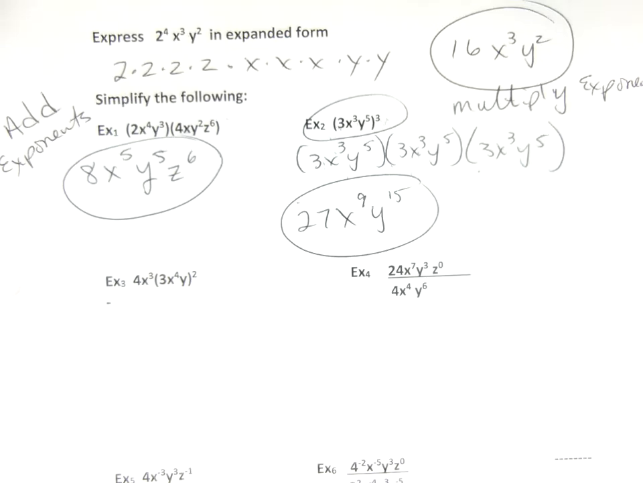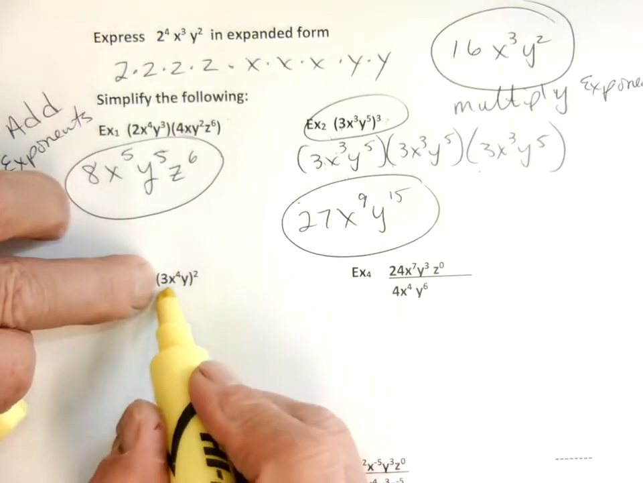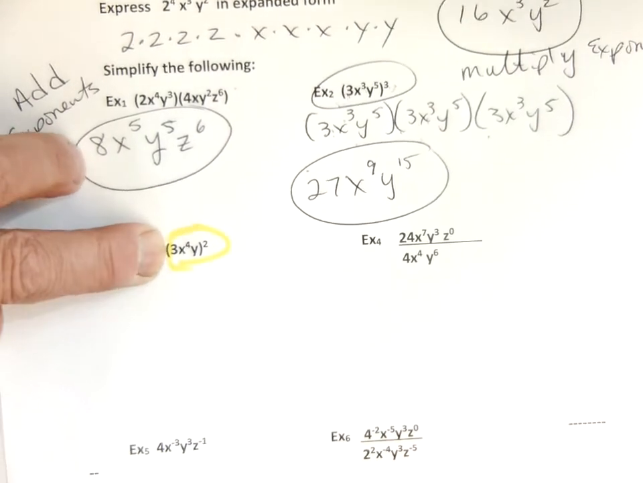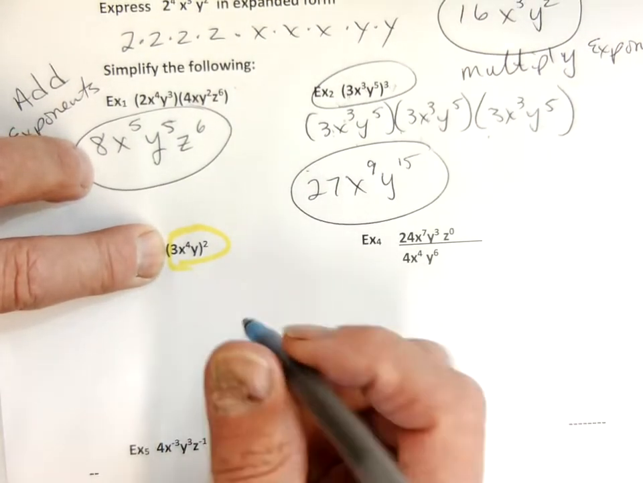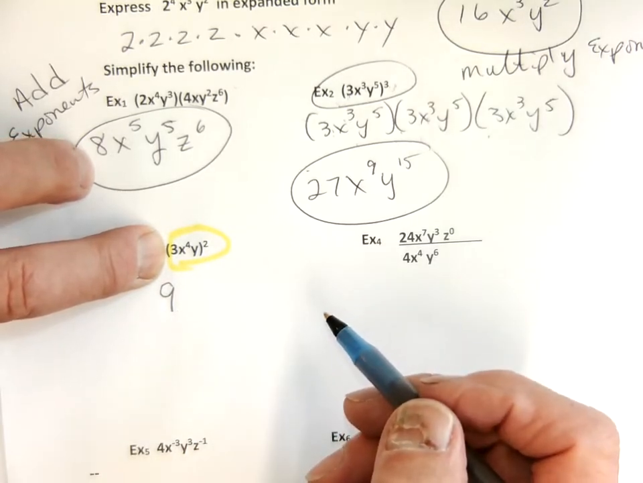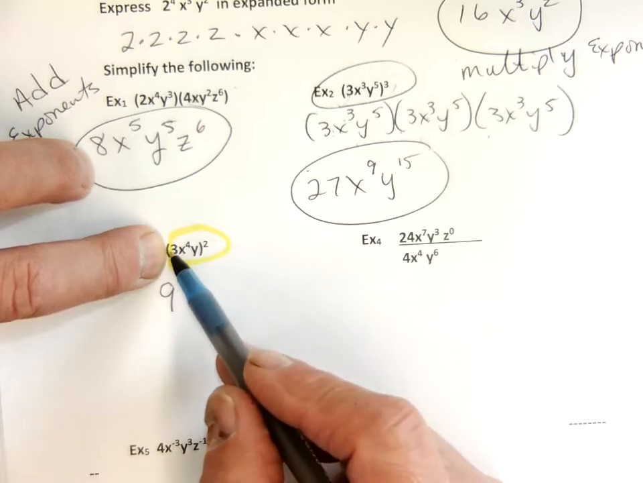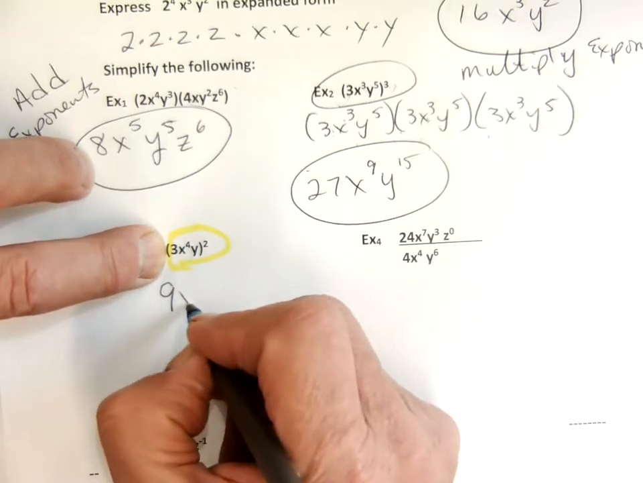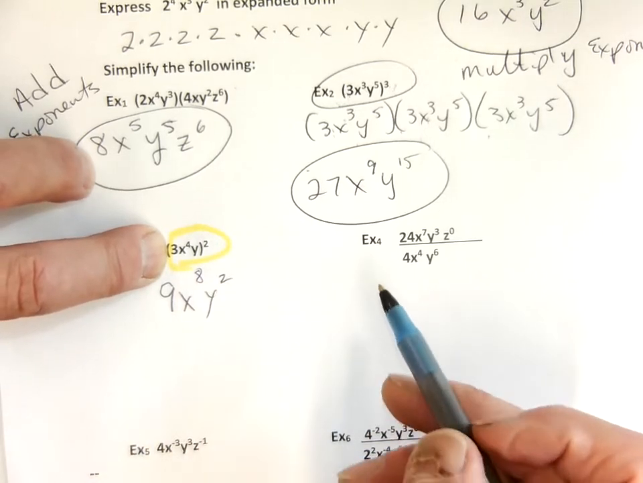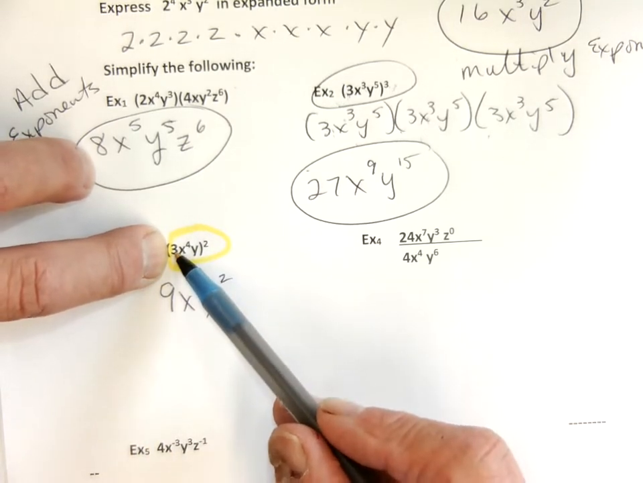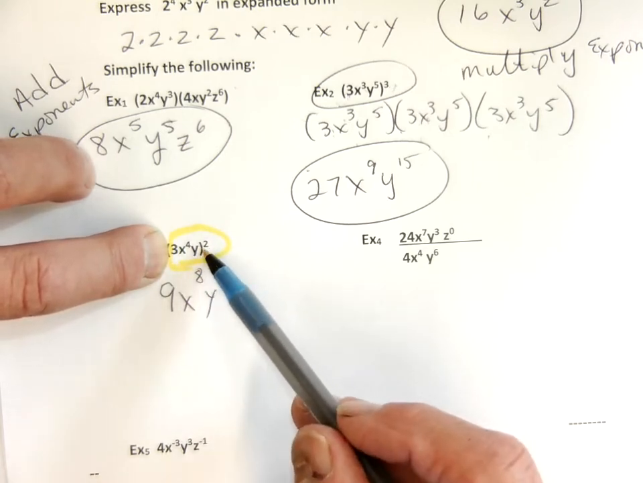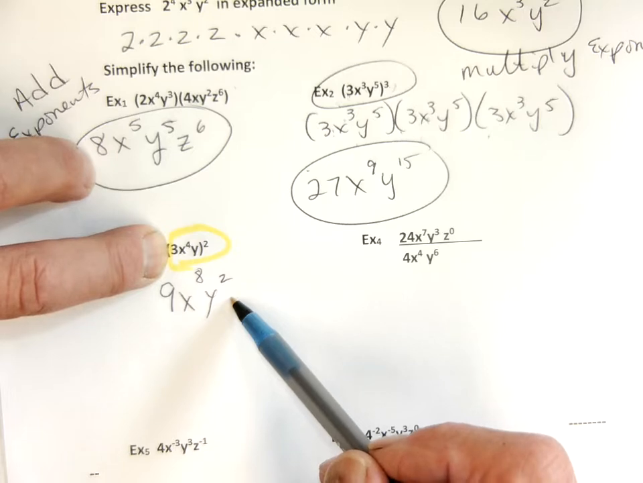Okay, open your brain real wide, and I'm going to ignore this for a second. Okay, I'm going to write, everybody watching? 9. Where'd I get the 9 from? 3 times 3, 3 squared, 9. X to the 8th, y to the 2nd. Think about that before I show the rest. That's x^4, x^4. That's y times y. Okay, you all right with that?